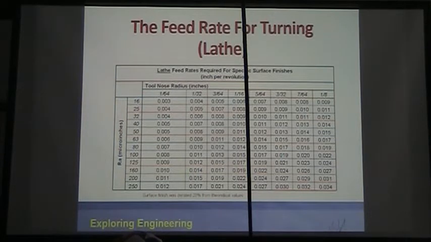The lathe feed rates required for different surface finishes are figured in inches per revolution. So we start out with the tool nose radius in inches: 1/64, 1/32, 3/64, 1/16, etc., and our rate in micro inches for each of those.